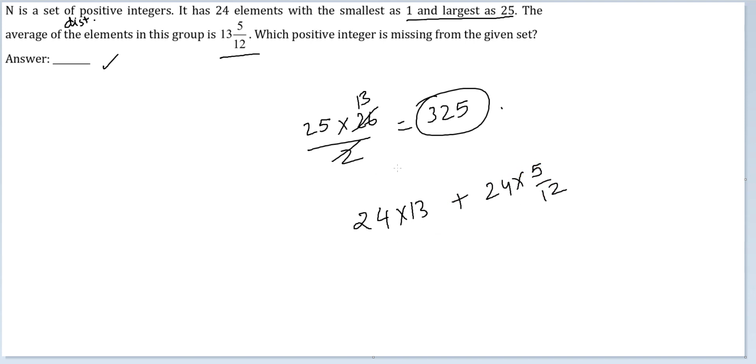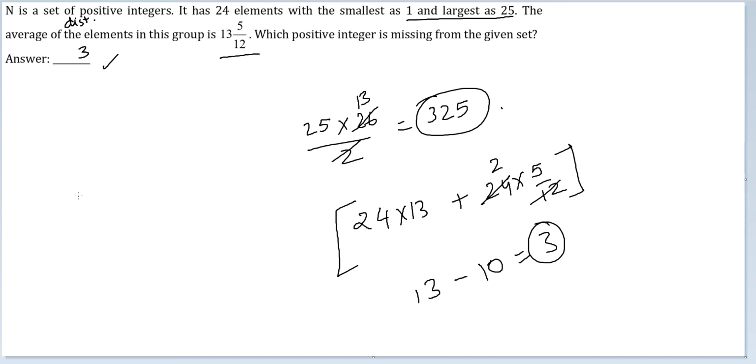From this 325, I have to subtract this value to identify which number is missing. Now this 325 is 25 into 13, and this is 24 into 13, so I get 13 straight away. Then I have to subtract this. I cancel, and let me remove 10. And the answer that I will get is 3.